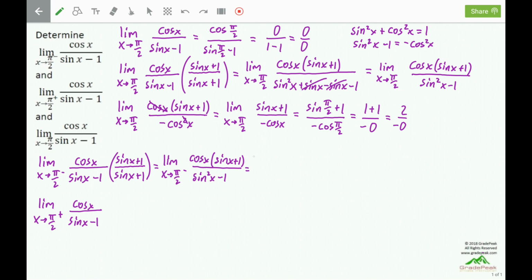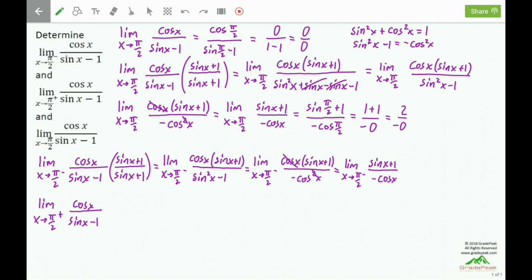We have the identity. So we'll leave the numerator alone. And using the identity, we can replace the denominator with negative cosine squared of x, just like above. And the cosine in the numerator can cancel with one of the cosines in the denominator, leaving sine of x plus 1 divided by a negative cosine of x.